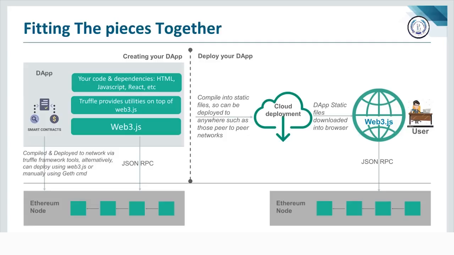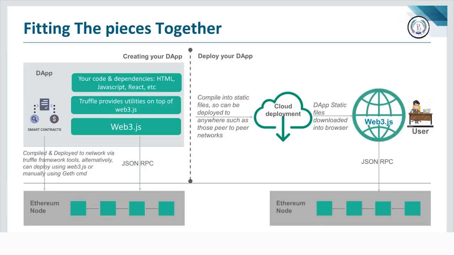The front end interacts with Web3.js, and this Web3.js library connects with the Ethereum node using JSON RPC. Apart from using Truffle for deploying and creating decentralized applications, you can also use the Geth command prompt. Alright, so after a dApp is created, it is deployed onto the network. Here's how it is done.